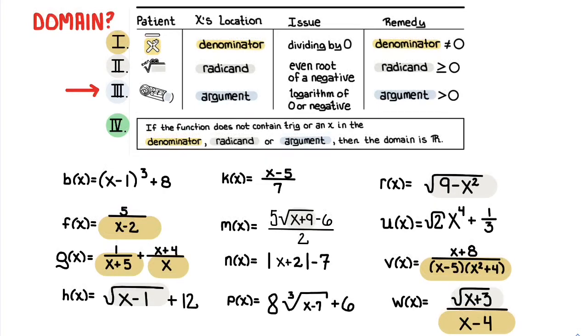Domain issue number 3 involves logarithms, and when you take a look at the equations here, you'll notice that we do not see any logarithms. That's because we will not encounter logarithms in this class until much later.